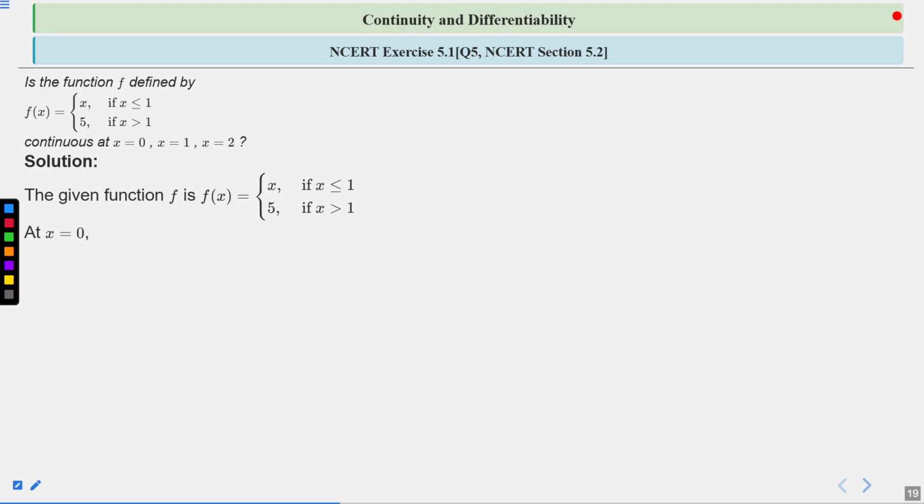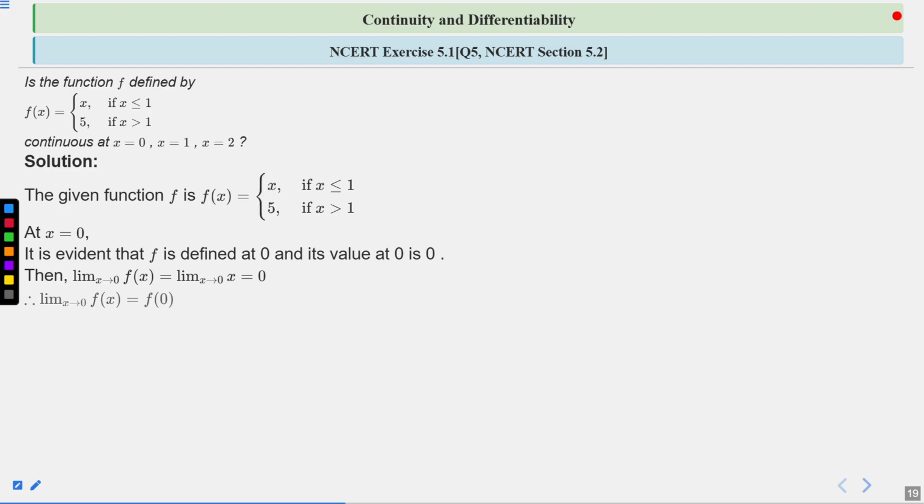Now let us check at x = 0. It is evident that f is defined at 0 and its value at 0 is 0. Clear? Its value at 0 is 0 itself because for x less than or equal to 1, f(x) = x. So the value of f(x) at x = 0 will be equal to 0. Then the limit as x tends to 0 of f(x) is the limit as x tends to 0 of x, which is equal to 0. Therefore, the limit as x tends to 0 of f(x) is equal to f(0). Therefore, we can say that f is continuous at x = 0.